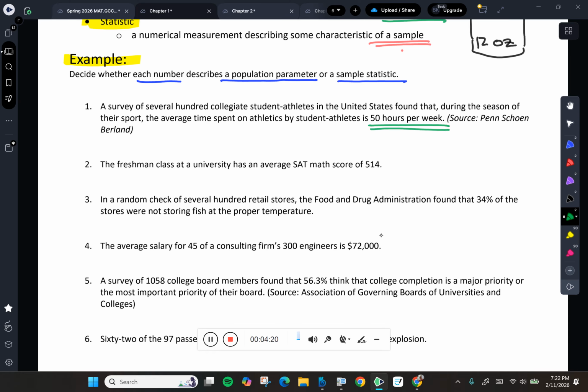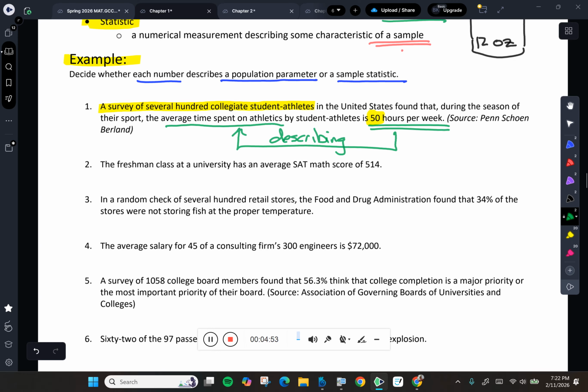Oh, I'm sorry, not studying. They spent on their sports, because they're athletes. All right, so the average time they spent on their sport. So that 50 hours is describing this. The question is, is this 50 a sample statistic or a population parameter? Right? So we have to look at where it came from. Well, it came from a survey of several hundred collegiate student athletes.